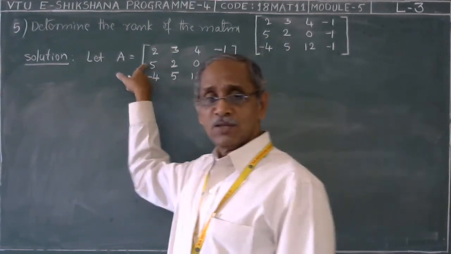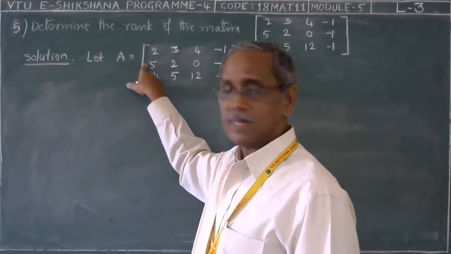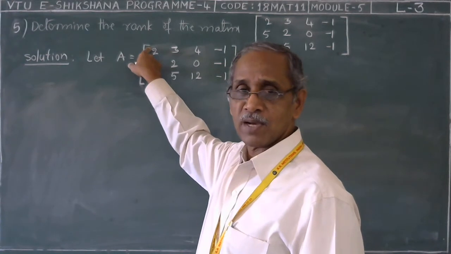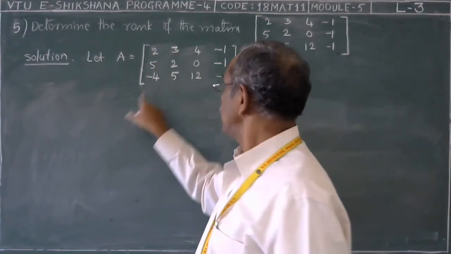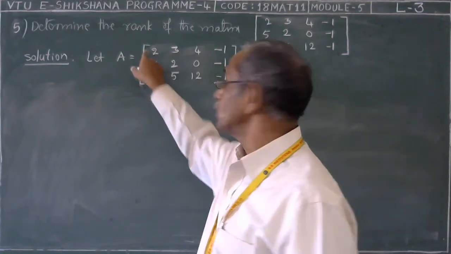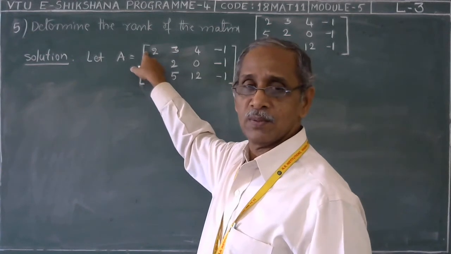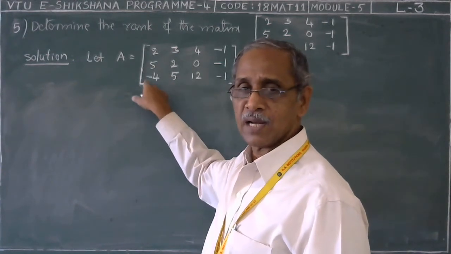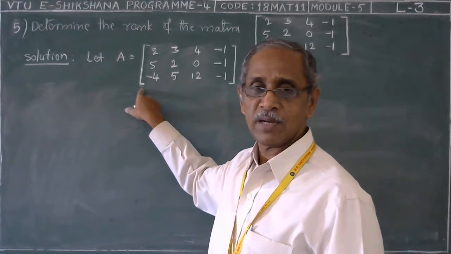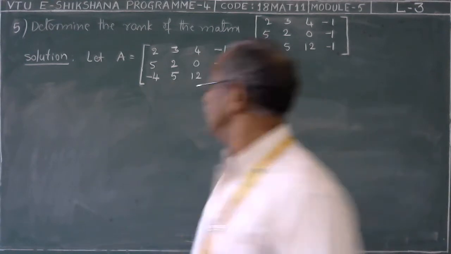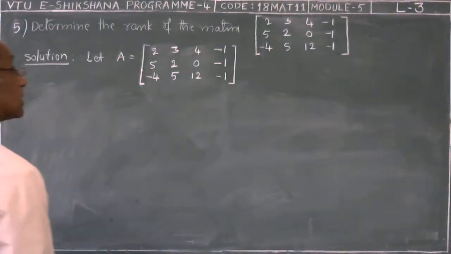I can multiply this by 2, it becomes 10. Multiply this by 5, it becomes 10. Then you subtract. But 4 is a multiple of 2, so multiply R1 by 2 and then simply add, because the minus sign is already there. So this element becomes 0. Okay, so let me do this operation.